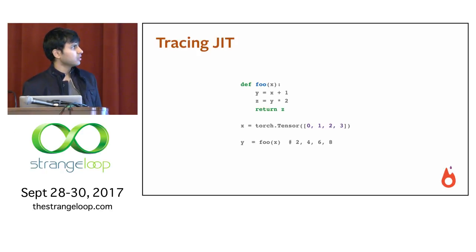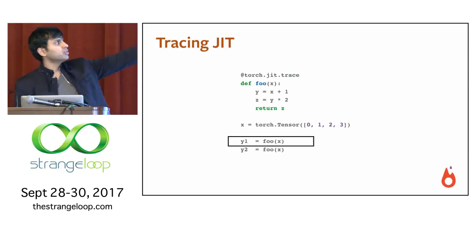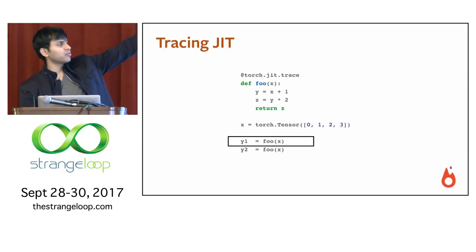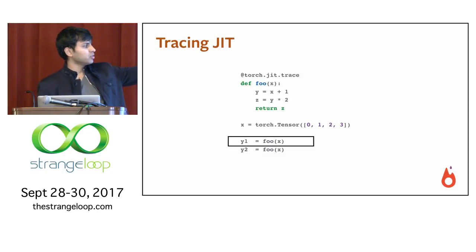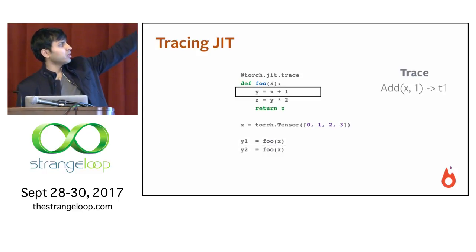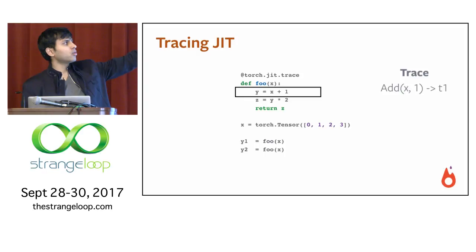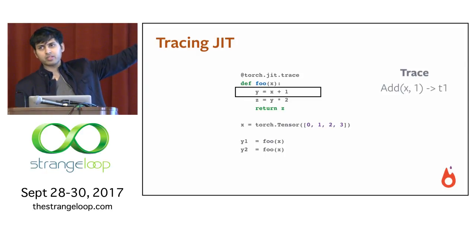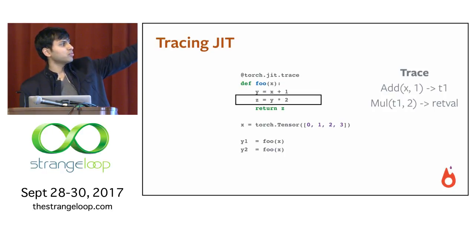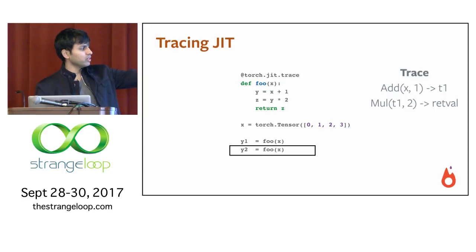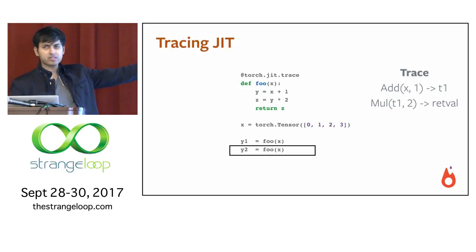In the tracing JIT we built, you just annotate the function that you want to trace with a function decorator. The first time you run this function, it will take the input tensor, run each of these operations, and record all of the operations that happened on tensors themselves. So it will run this line and the trace recorder records that there was an add operation that produced a result T1, and then there was a multiplication operation on T1 that was returned.